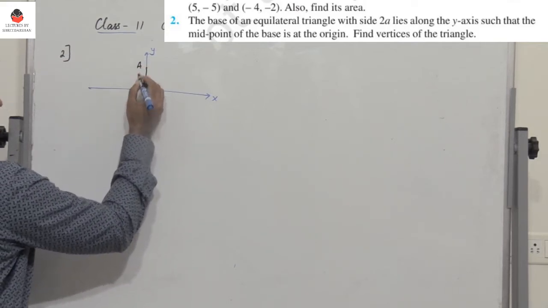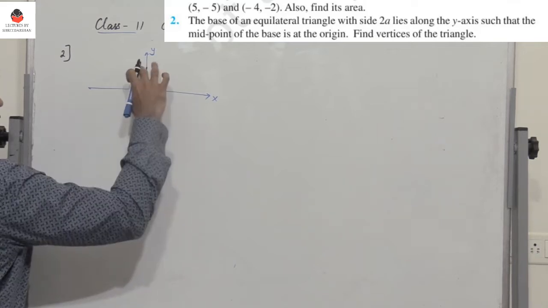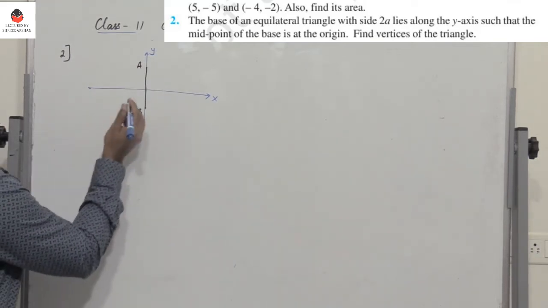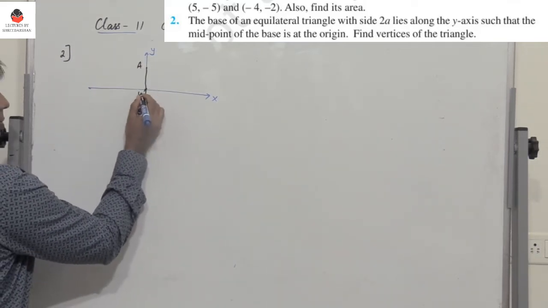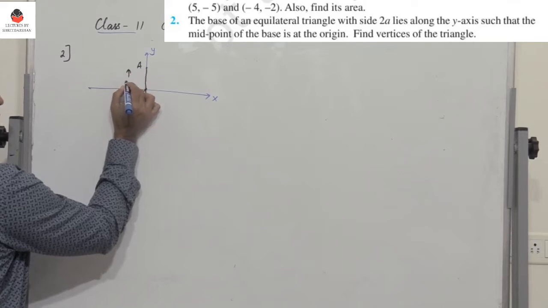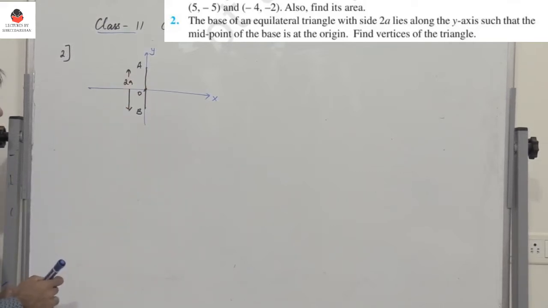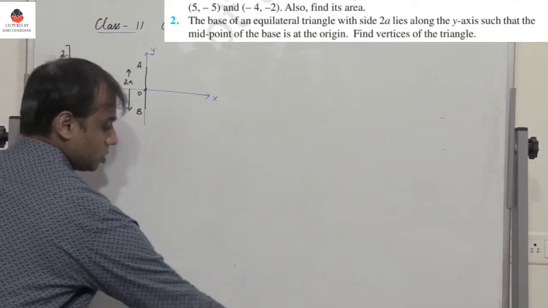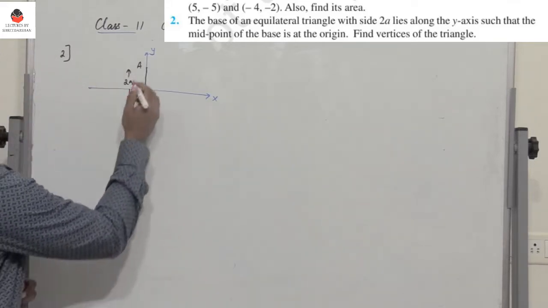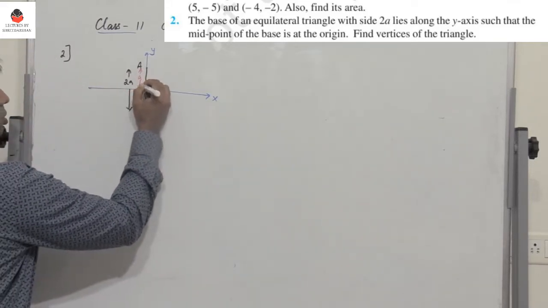So let this be A and B. The total length is 2A, and the origin happens to be the midpoint. So this whole length is 2A, and the length of AO is A, and the length of OB is also A. So this is A, and this also is A.